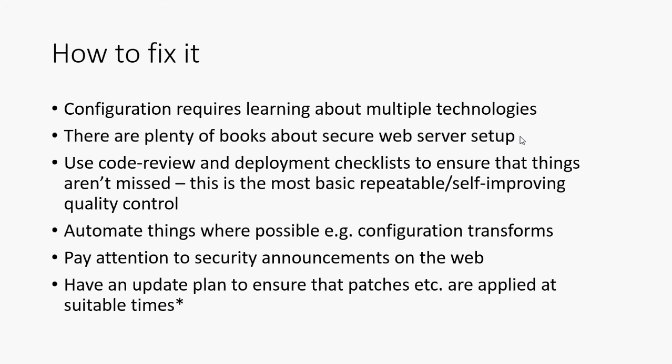One thing that you'll hear me talk about probably in every single one of these top 10 items is code review and deployment checklists. It's the easiest thing in the world, and it's the most basic, repeatable and self-improving quality control. And what does it look like? It literally is a bullet point list of things to check before you deploy. But you might also have an update plan which you run every month, and you might go through it again, bullet point list.